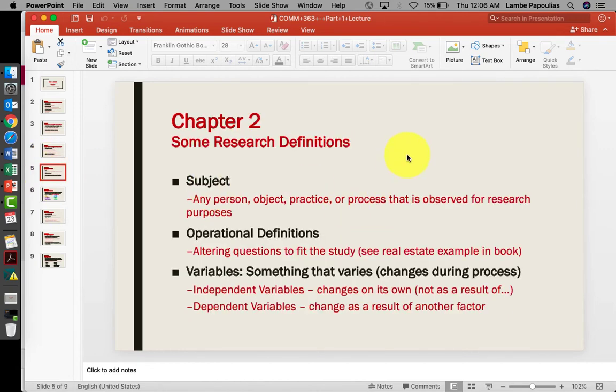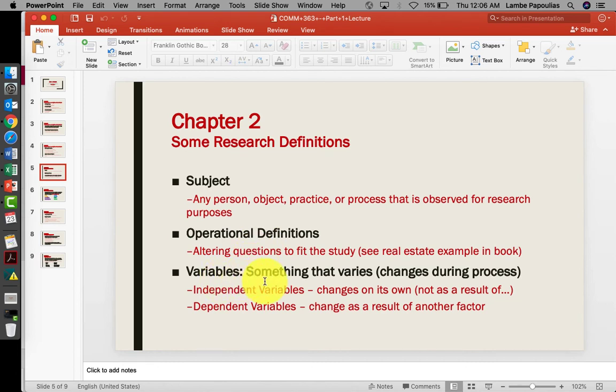So chapter 2 talks about some research definitions. You have your subject. This is any person, object, practice, or process that is observed for research purposes, such as Canada Goose. Their jackets are going to be the subject in this case. Operational definitions. This is altering questions to fit the study. There's a real estate example in your textbook that talks about this. And it's a really good example which will give you a better idea of operational definitions.